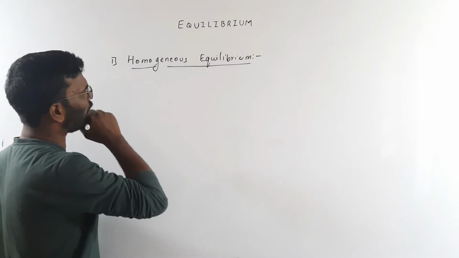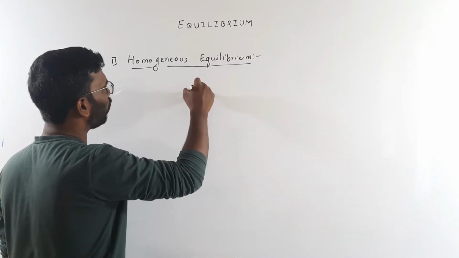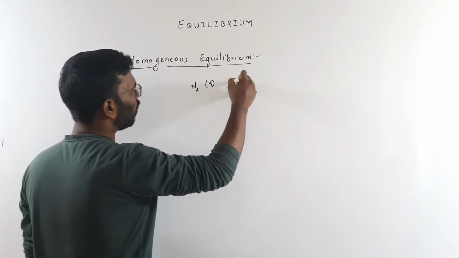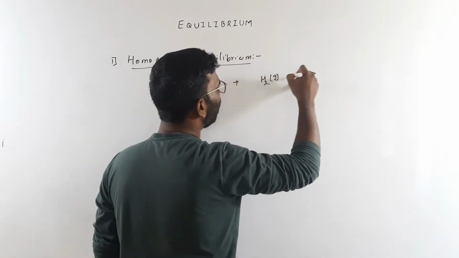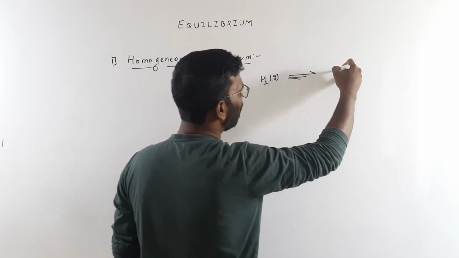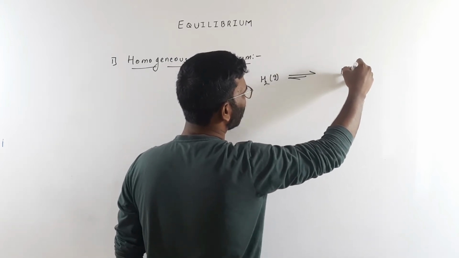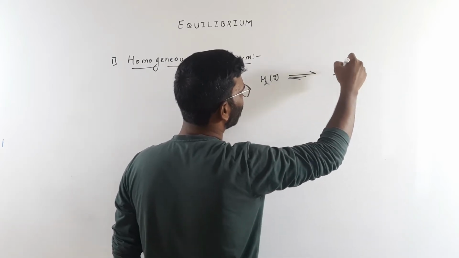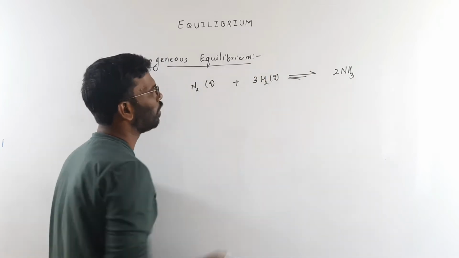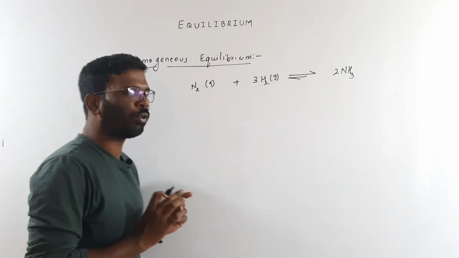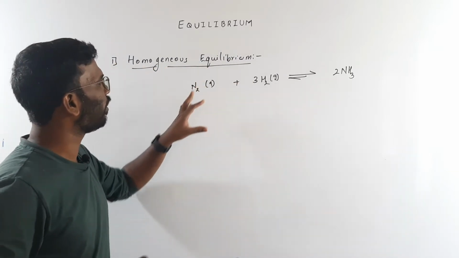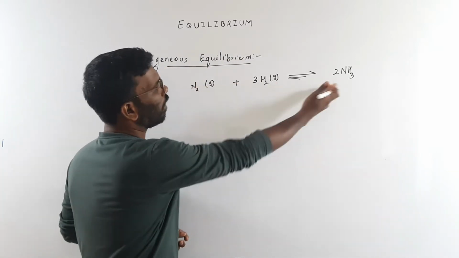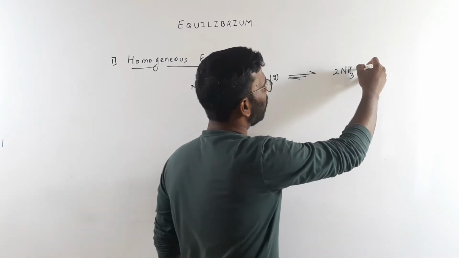So let's take one example. Nitrogen, this is a gas, and hydrogen, this is also a gas, in equilibrium with, let's say, the product form NH3, 2 moles. Now, this type of equilibrium is called homogeneous, where the reactant is in the gaseous phase and the product is also in the gaseous phase.